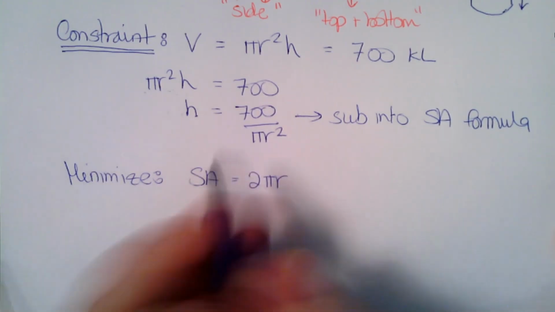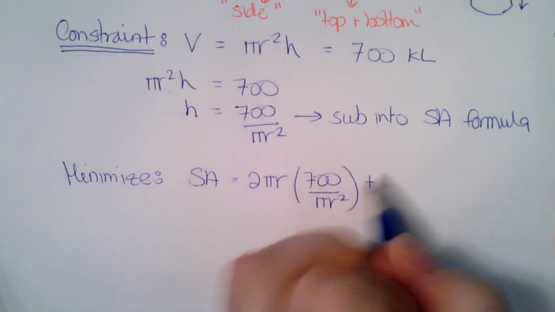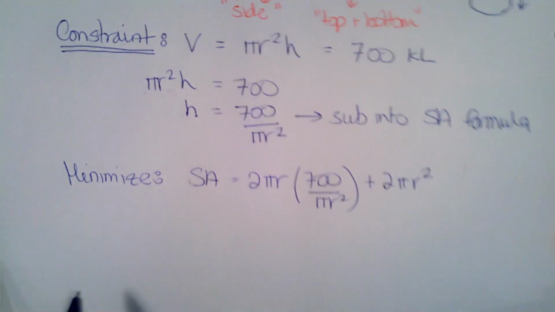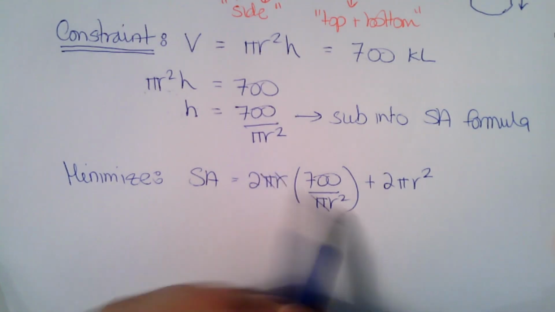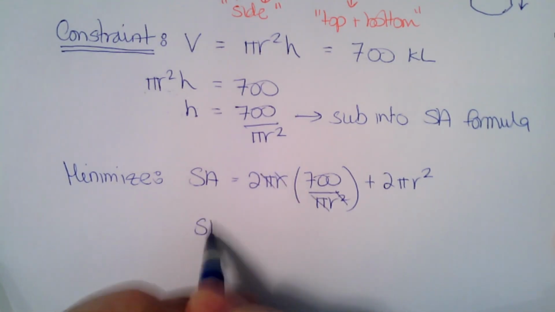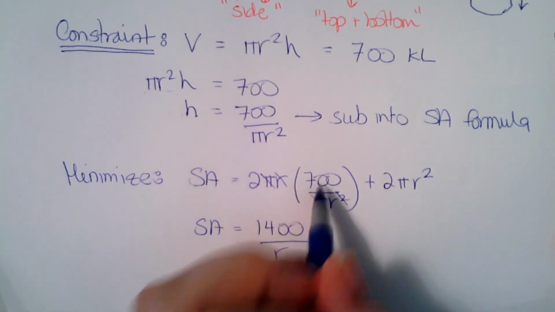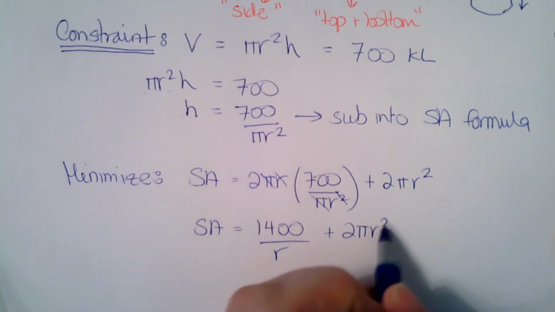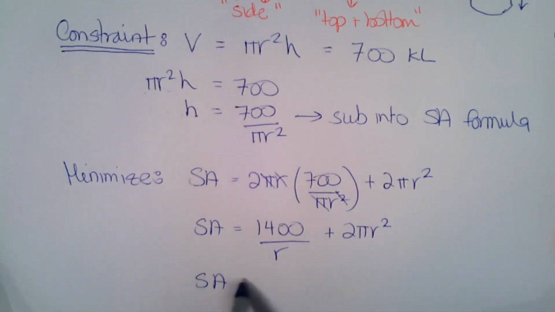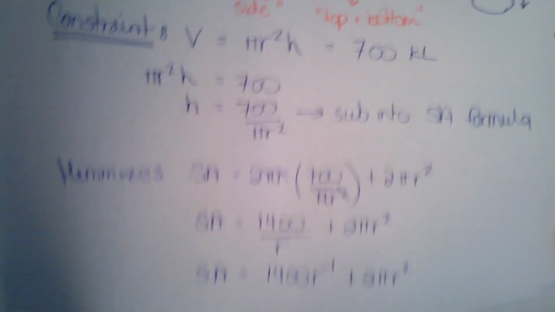Two pi r, h I now know is 700 over pi r squared. This had 2 pi r squared, no h in it. I notice the pi's cancel, I notice one of the r's cancel. So 2 times 700, there is 1 r left over on the bottom, plus 2 pi r squared. I am going to do one more step since I do know I'm going to be taking the derivative in a moment. I'm going to get it ready, so I'm going to bring that r up.